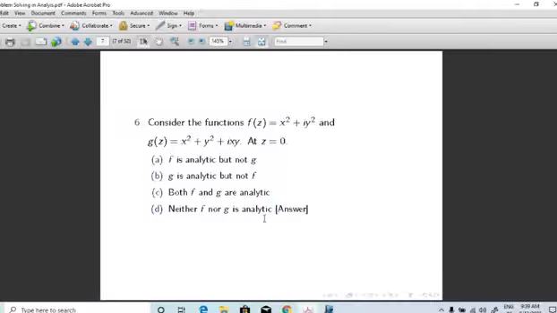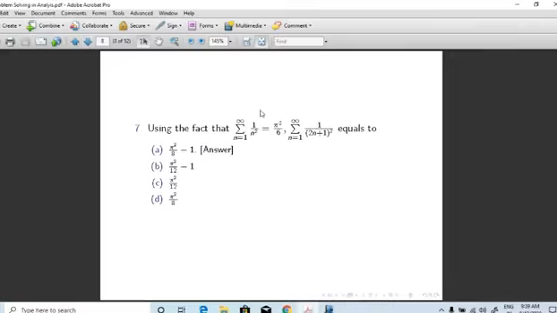Suppose you are assuming analytic, then the real part and the imaginary part always satisfy the Laplace equation, but here they do not satisfy the Laplace equation at the point z = 0. Therefore, these two functions are not analytic at any point. Not only at z = 0, they are not analytic at any point.